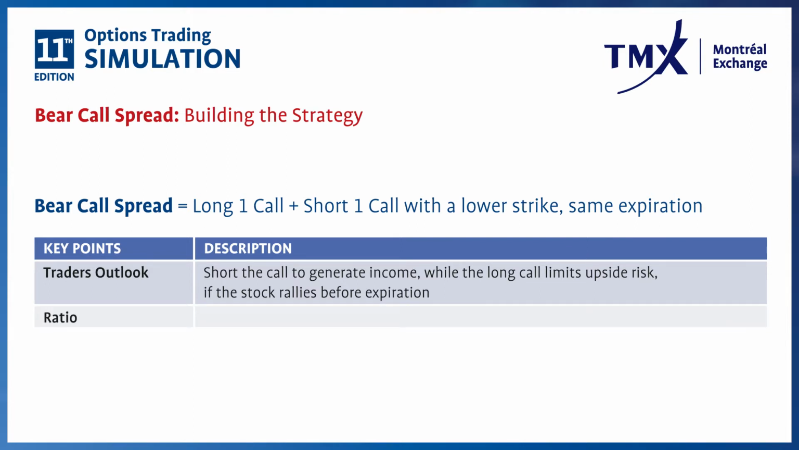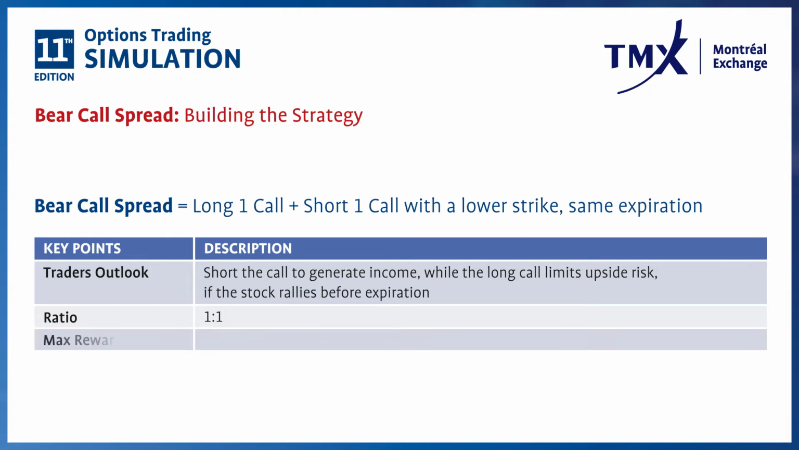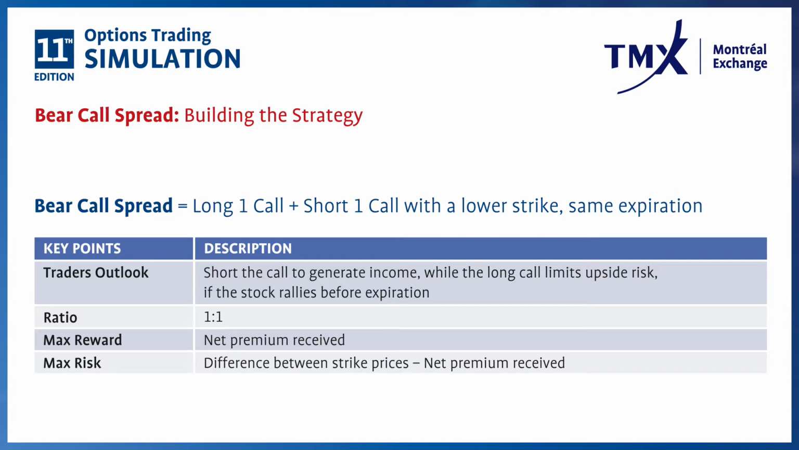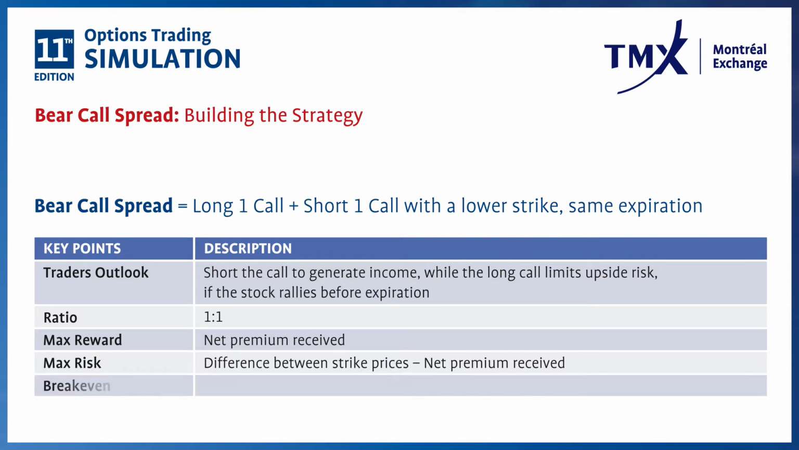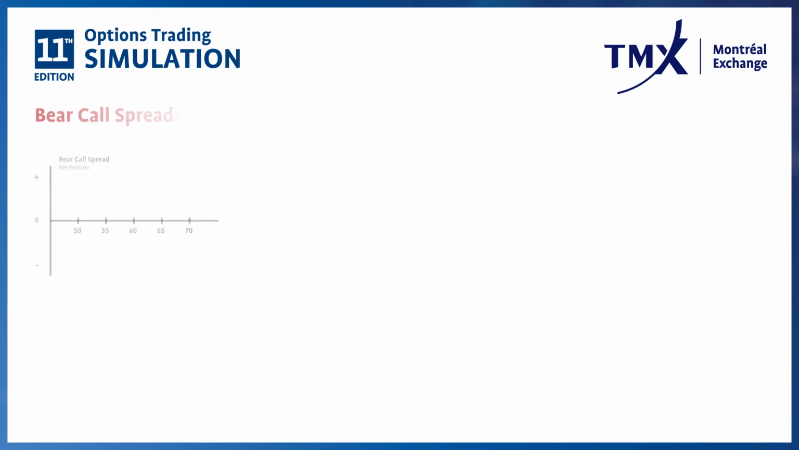The ratio of this strategy is 1:1. If you short 1 call, then you will have to buy 1 call. The maximum reward is limited to the net premium received. The maximum risk is the difference between the 2 strikes minus the net premium received. The break-even point is the strike price of the short call plus the net premium received.